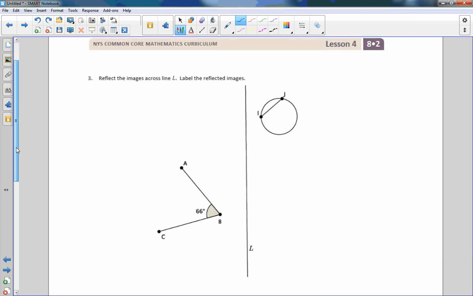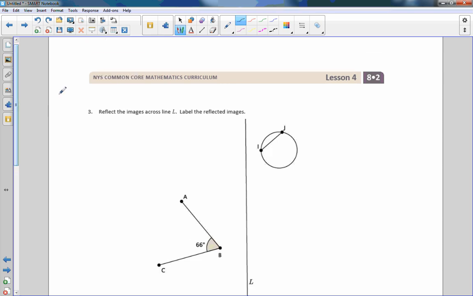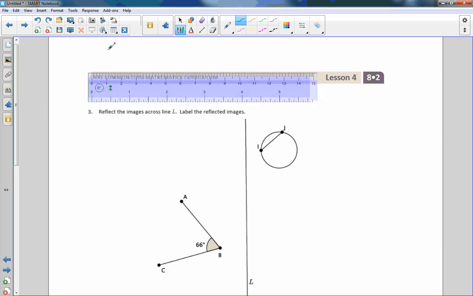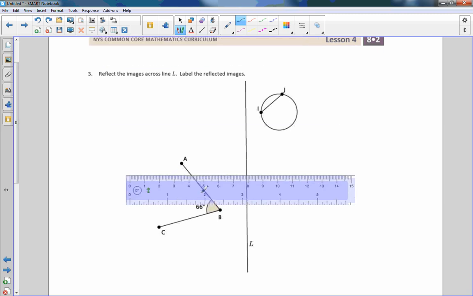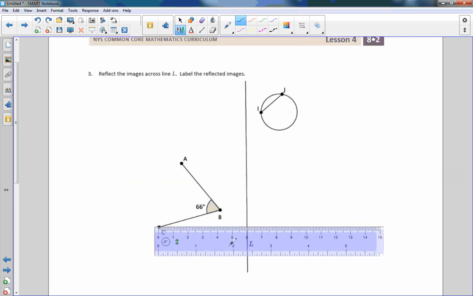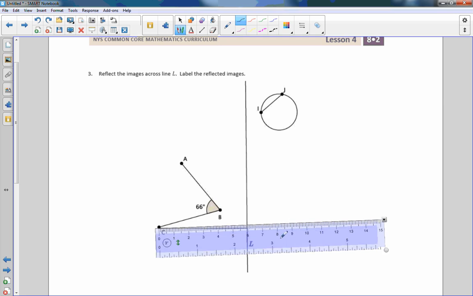Now it says to reflect the images across line L and label the reflected images. Okay. So again, I can get my ruler, and I will do this just to be accurate, because this is basically the only way you can do it on your paper without what they call patty paper. I don't even know if anyone uses that anymore. So this distance from here to here is 6 centimeters.